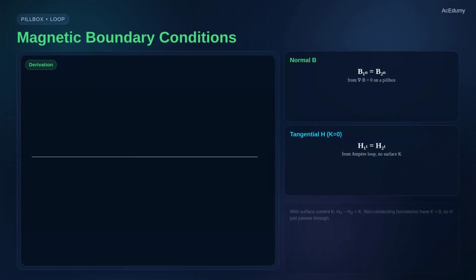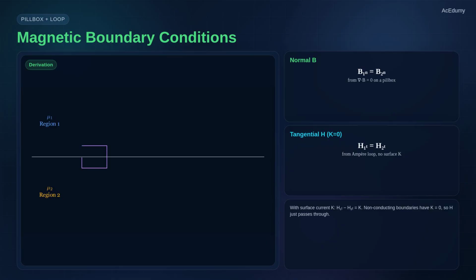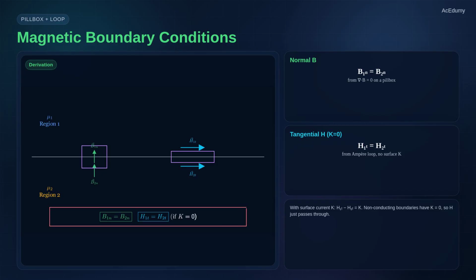Imagine two materials stacked on top of each other with permeabilities μ1 and μ2. A magnetic field crosses the interface. What does it look like on the other side? Start with the normal component of B. Apply divergence of B equals 0 in integral form to a pillbox straddling the interface.